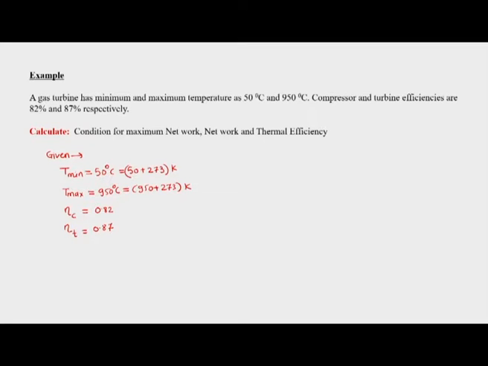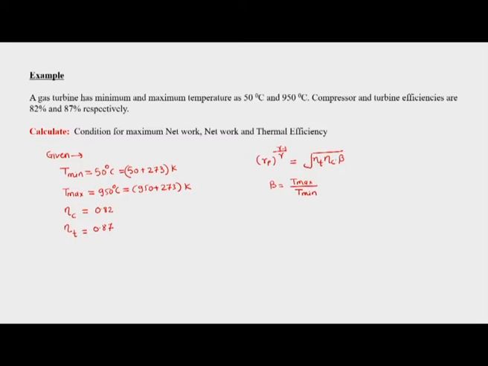This example is based on the derivation which we did for the maximum net work condition. In that we had derived that Rp raised to (gamma minus 1) upon gamma is equal to eta t, eta c into beta. Here beta is equal to T max upon T min.